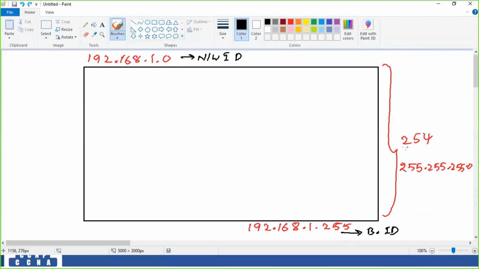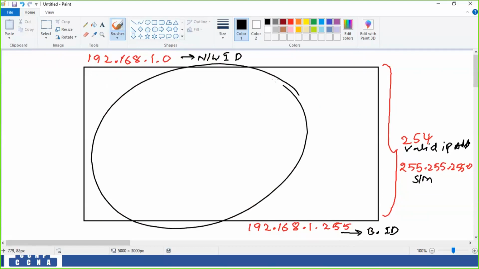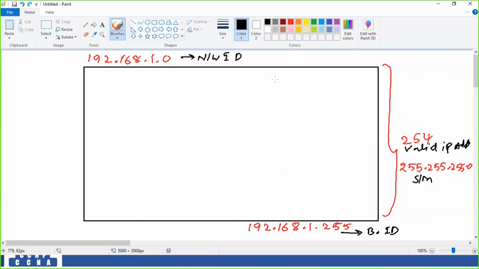Usable IP, or we can call it valid IP address. What is 255.255.255.0? Subnet mask. Remember in the IPv4 sessions, I clearly explained that for any IP address there must be 4 parameters: network ID, broadcast ID, valid IP address, and subnet mask. So this is what we call one parent network. From this network, we can create multiple different networks.